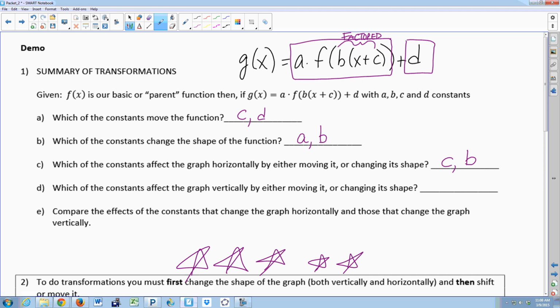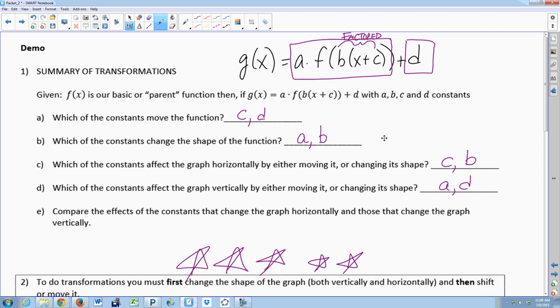Okay, which of the constants affect the graph vertically? Well, we've already used C and D, so what are we left with? Excuse me, we've used C and B. Notice those are in the parentheses after our function. So what's left for vertically is anything outside of our function, which is D and A. D and A. Now, this whole thing about comparing the effects of the constants, that's what we've been working with on class 10 and 15.